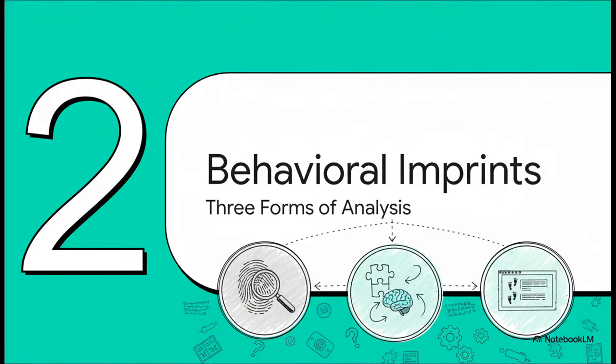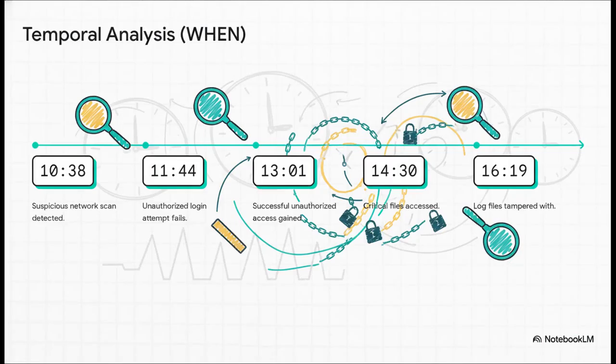So how do they actually do this? Well, it's not just random guesswork. Investigators analyze these digital imprints in three very specific ways. Each one gives them a different piece of the puzzle, and together they build a complete picture of what went down. First up, you've got temporal analysis.